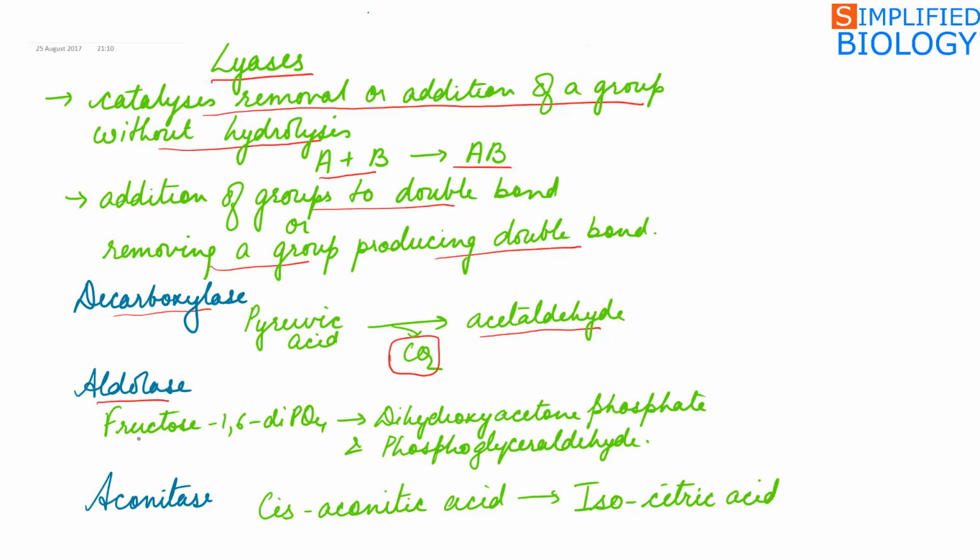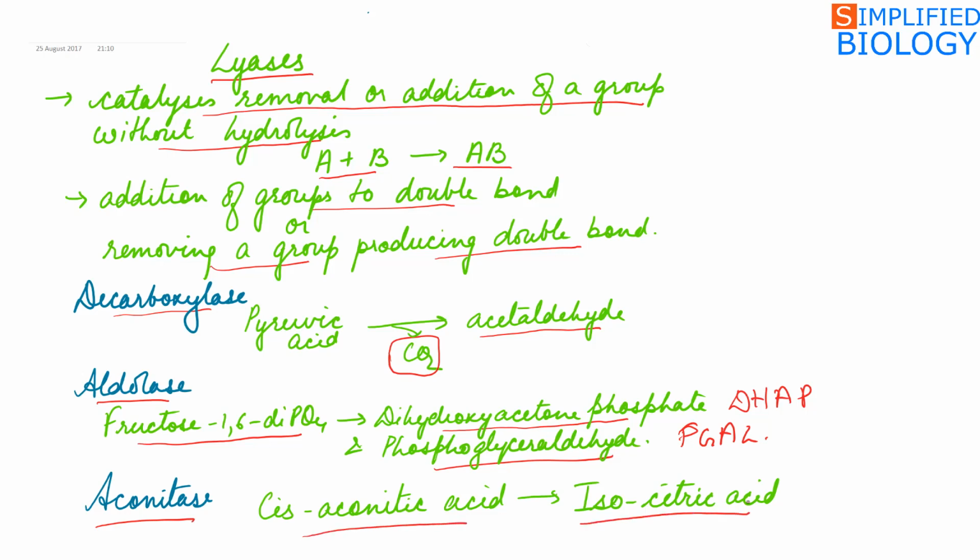Aldolase, it breaks down fructose 1,6-diphosphate into dihydroxyacetone phosphate and phosphoglycerol aldehyde. This we study in glycolysis. Aconitase. Aconitase converts cis-aconitic acid into isocitric acid during the conversion of citric acid to its isomer isocitric acid.